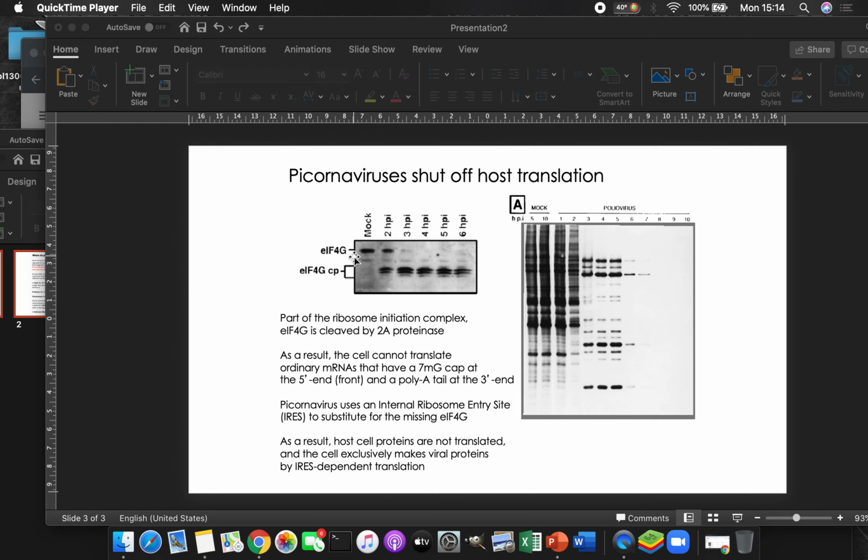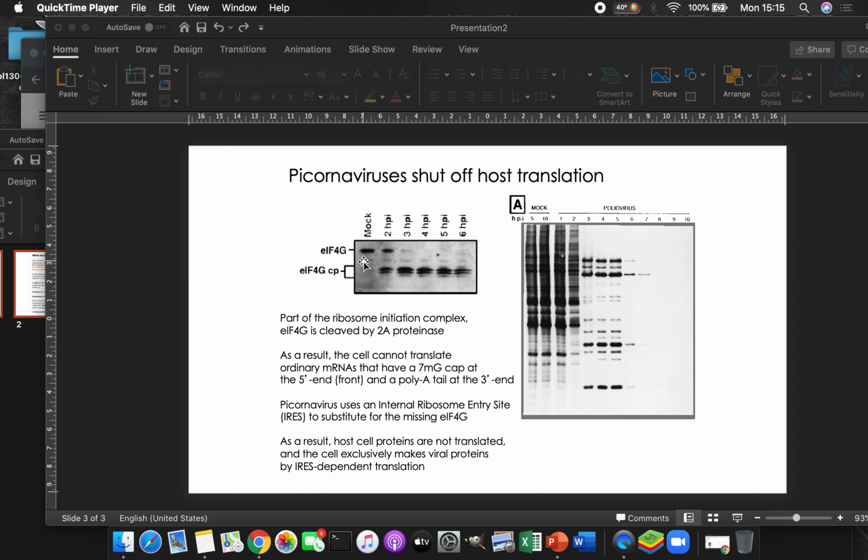So this is the normal size of factor 4G on a gel. So we're running the gel, and big things will end up at the top, and little things will end up at the bottom. So mock means one that is not infected, and so you can see this is how big 4G is supposed to look like, and you just get this extra little band there in the middle. That doesn't mean anything. It's an artifact of the process.